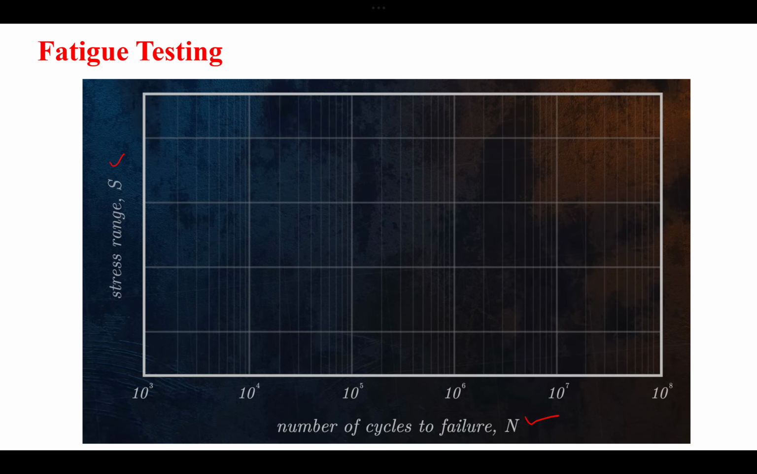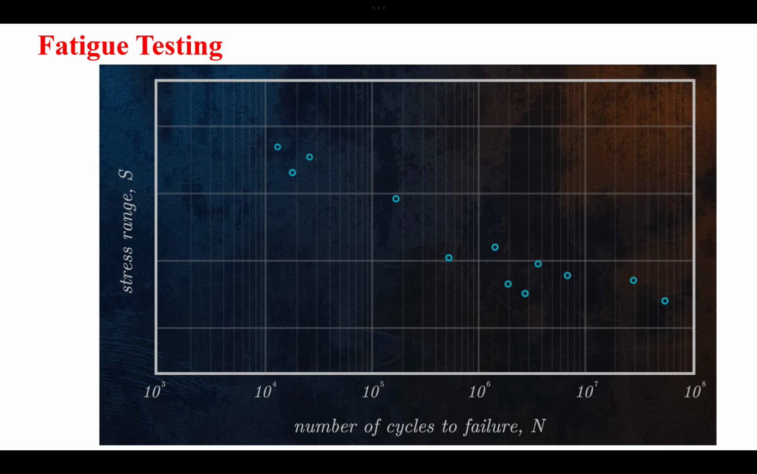actually fails. Okay, so when you do the testing for, let's say, one specific material, you will get something like this. So you do one test, you get the failure at, let's say, this number of cycles when the stress is applied here. Then you do another test, and when the stress is reduced, you get more number of cycles. It runs for more cycles and then fails. So as you keep on reducing the stress, the equipment will be able to sustain more number of cycles.